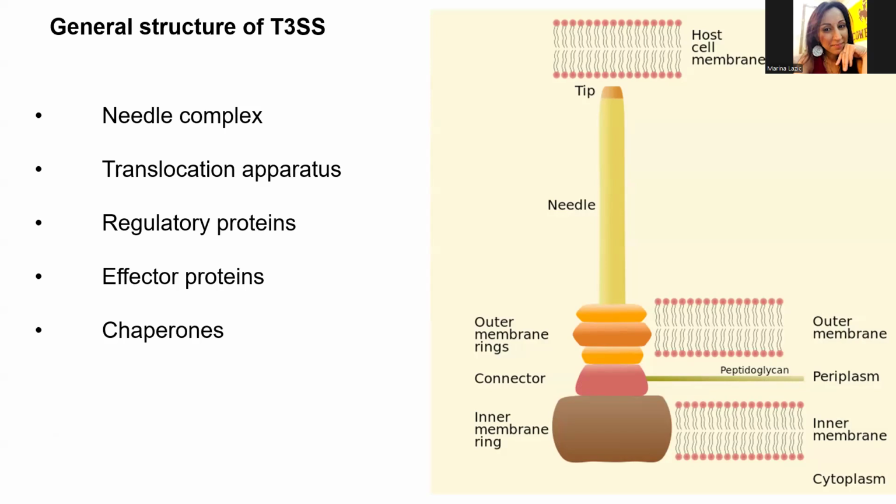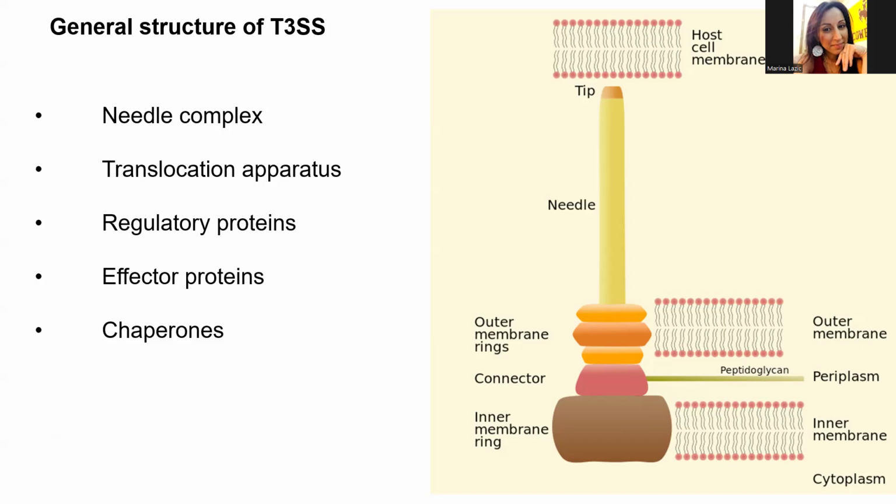this is gram-negative bacteria. The whole structure of that secretion system first will be the needle, and you have to have regulatory and effector proteins and chaperones. So that's what we talked about with those three types of protein. And transportation machinery, which is literally something that goes through the connector and through the outer membrane.